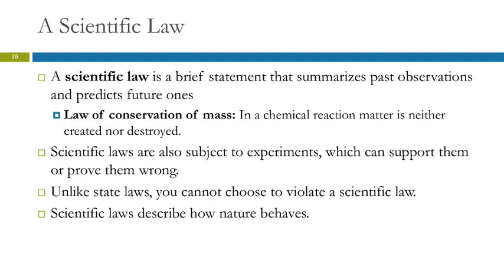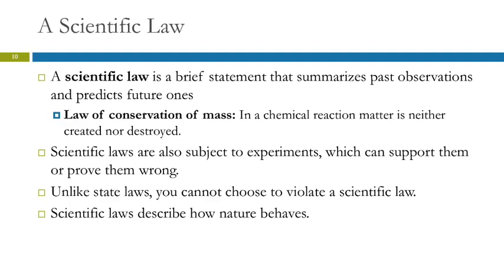Hypotheses can lead to laws and theories. It's important to understand the difference between these two. A scientific law is just a brief statement that summarizes past observations, and it can predict future ones. It doesn't say why this happens, it just says what happens. The law of gravity is an example. It doesn't explain why things fall, but it says that they will, and we know that that's true.